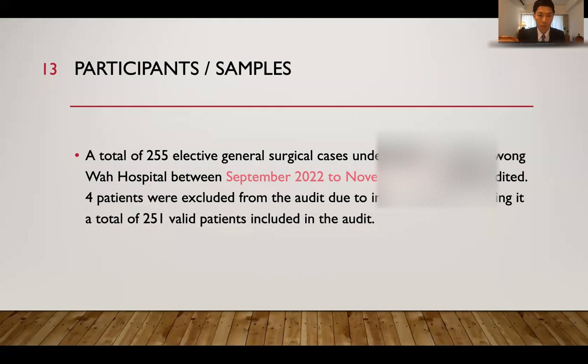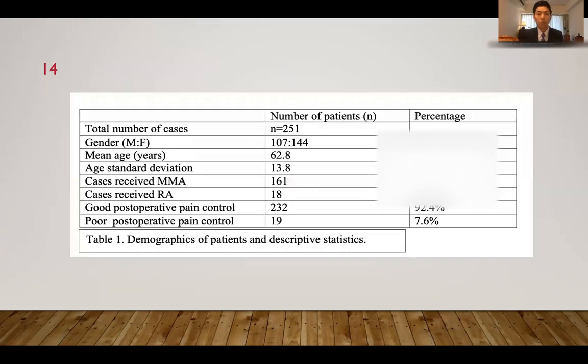As for the participants, we have 251 valid patients. The surgeries included were between the period of September to November last year. These are the demographics of the patients, and I'll be presenting them in a descriptive statistical method later on. So, 251 patients, more female than male. Average age is about 62.8.